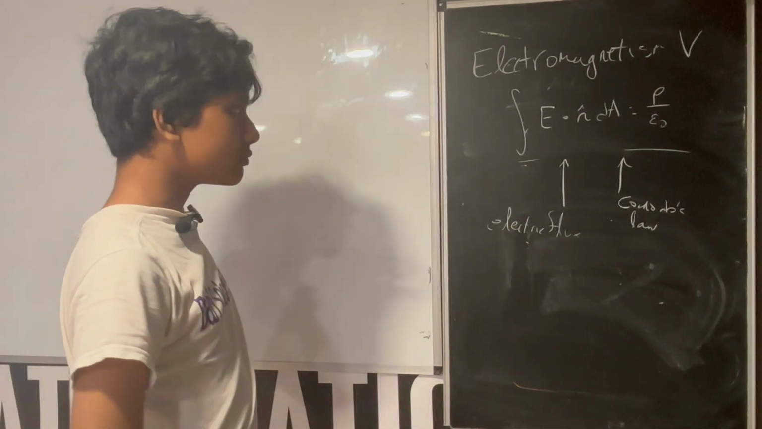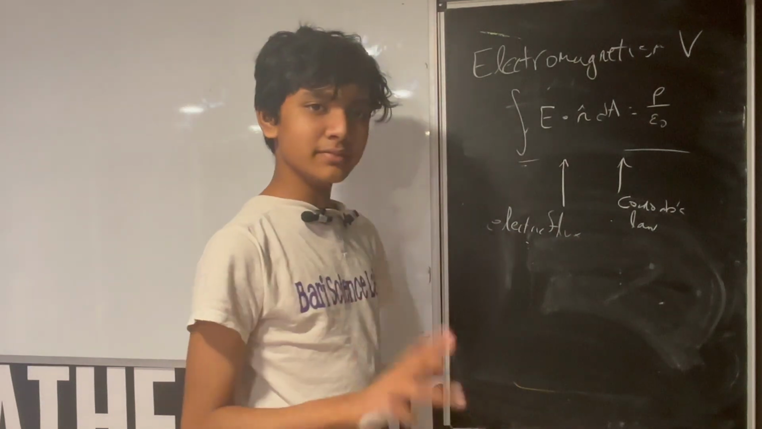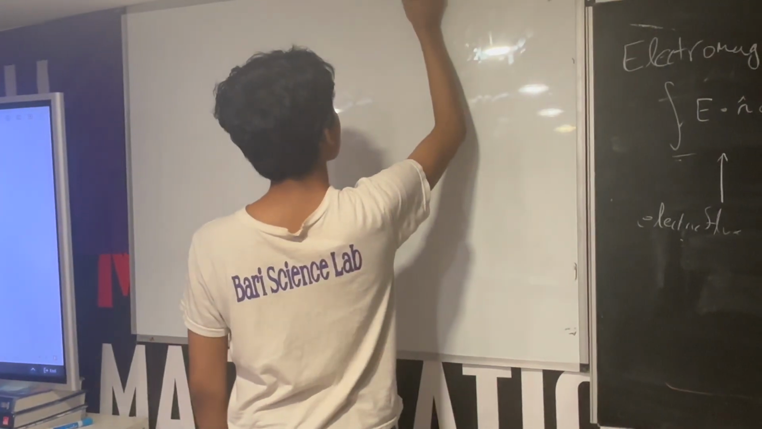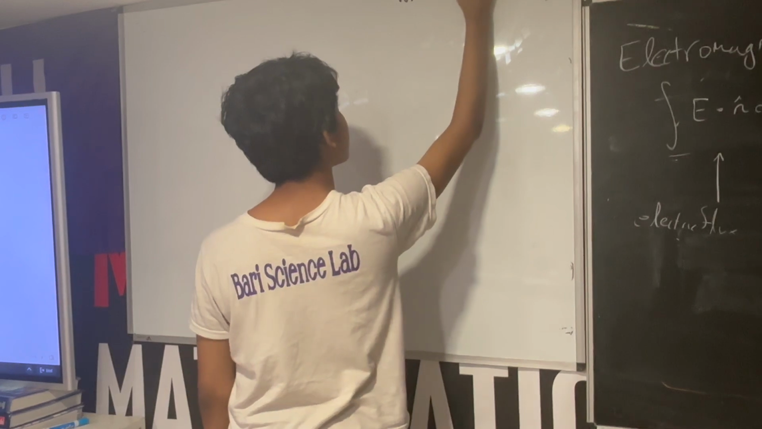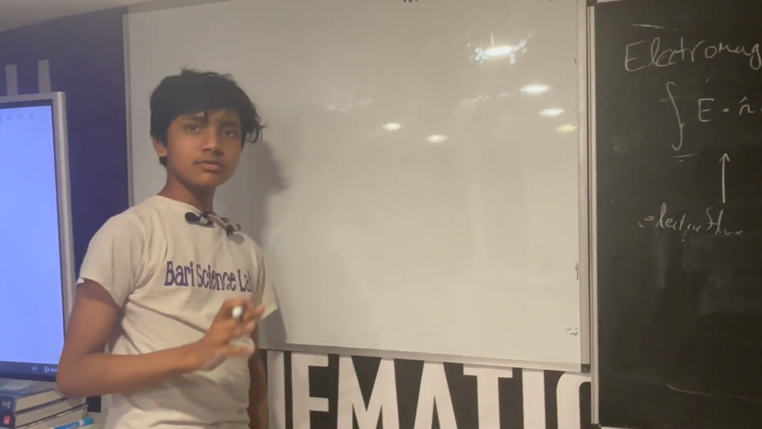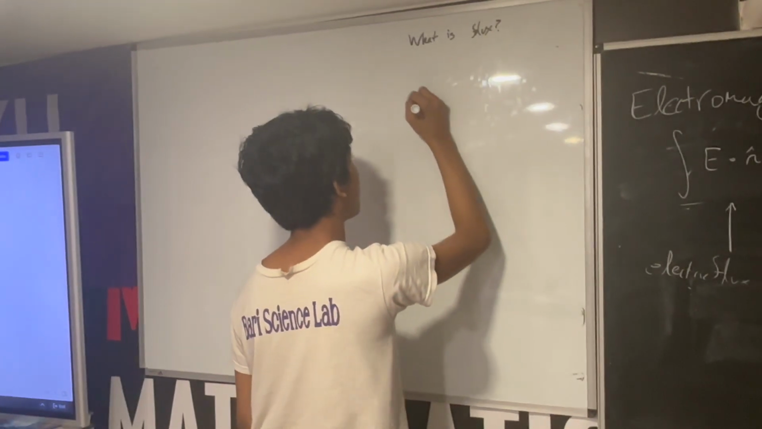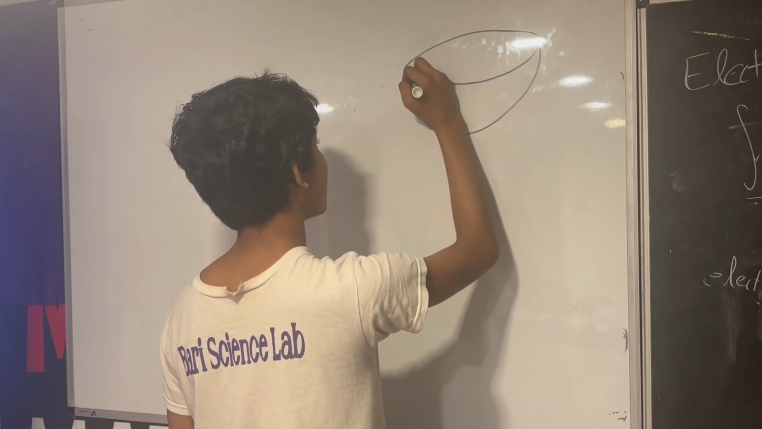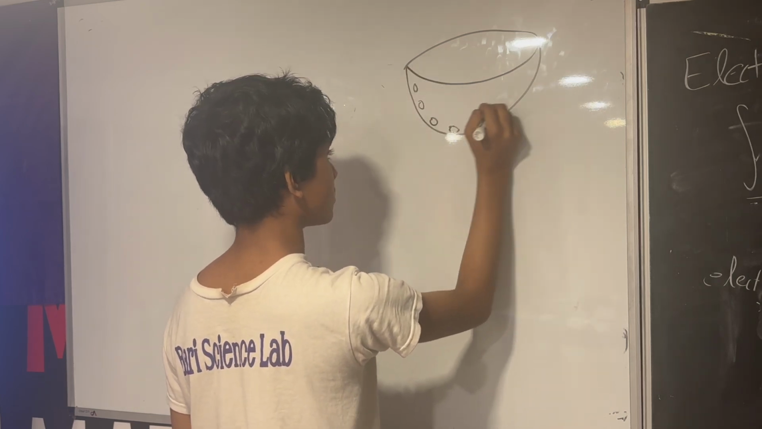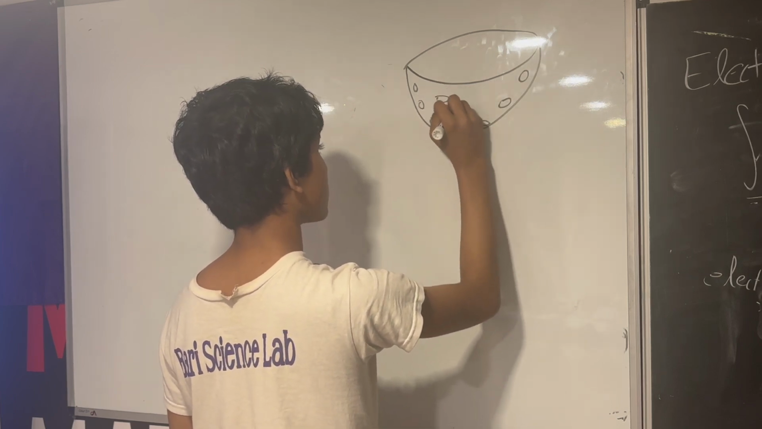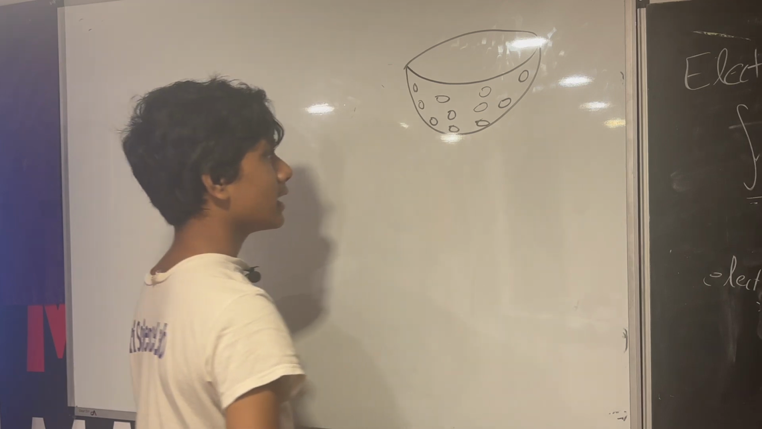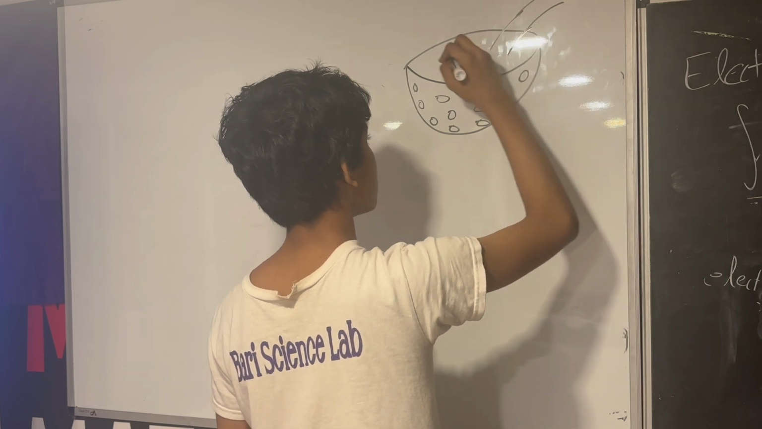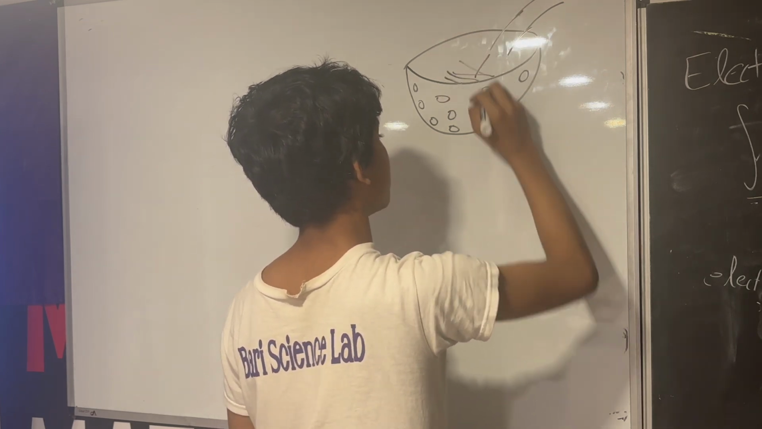Okay, so what does electric flux actually mean? What is flux? Well, it's always helpful to start with an analogy. So, let's say you have a bowl, and that bowl has several holes. Maybe it's a strainer or a colander or whatever they call it. And you were pouring water in it to wash vegetables off or something.